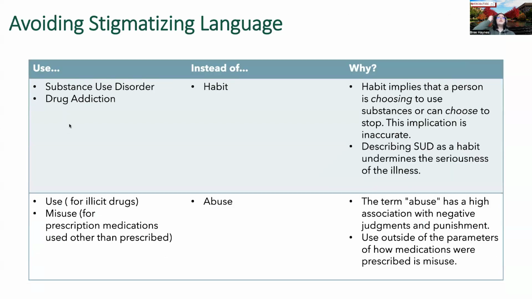Substance use disorder or drug addiction versus habit. Once again, this validates the illness, and it undermines the seriousness of the illness when you describe substance use disorders as a habit. And then we have use versus misuse and abuse. We don't want to use the word abuse because it has a high association with negative language and assigns morality to drug use. Use is for illicit drugs and misuse would be for prescription medications that are being used incorrectly.